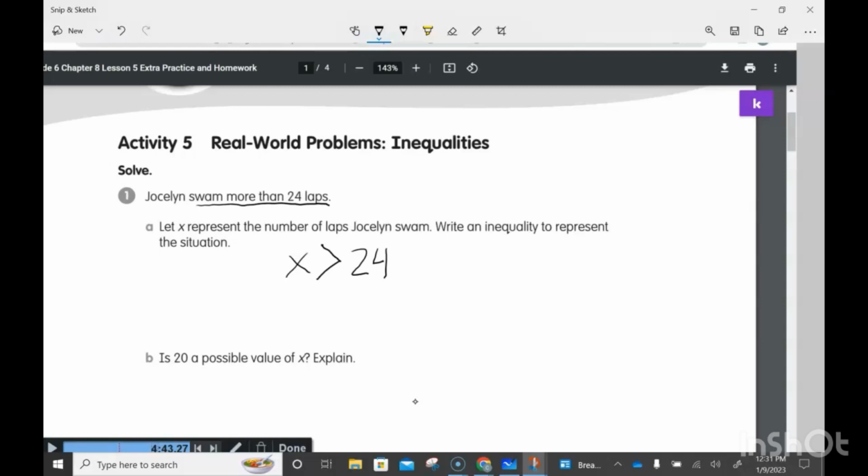So letter B, they're asking us, is 20 a possible value of X? No, it would not be a possible value of X. Okay, and the explanation behind that is because 20 is not more than 24. Okay, so no, 20 is not more than 24. And you can see that in my beautiful handwriting right underneath letter B. No, 20 is not more than 24.